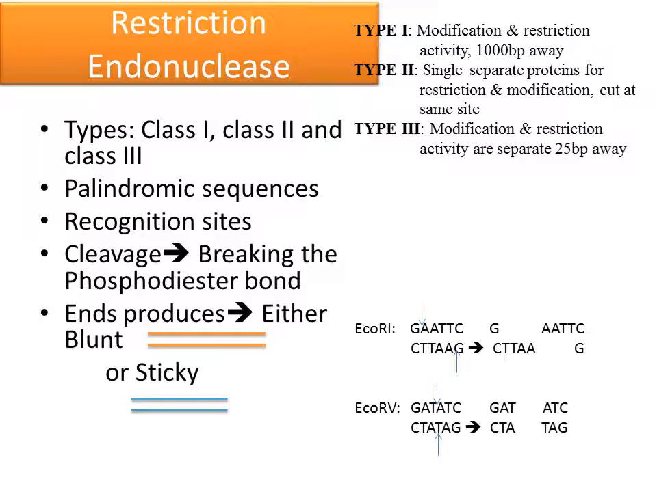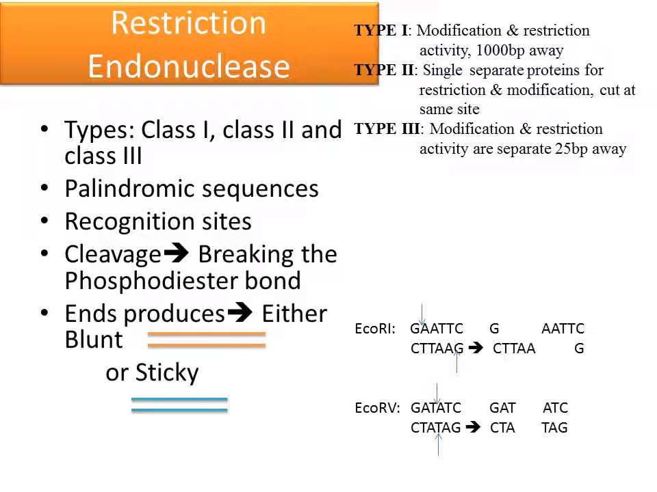Now, what is the speciality of these sequences? These are palindromes, meaning whenever you read it from 5' to 3', or if you read it from 3' to 5', the sequence remains the same. Those are palindromic sequences. And when it breaks the phosphodiester bond, there is a cleavage, and that phosphodiester bond breakage is the main function of restriction endonuclease.